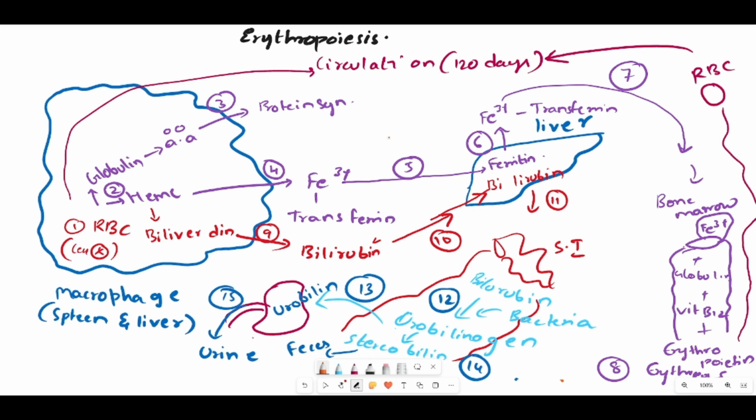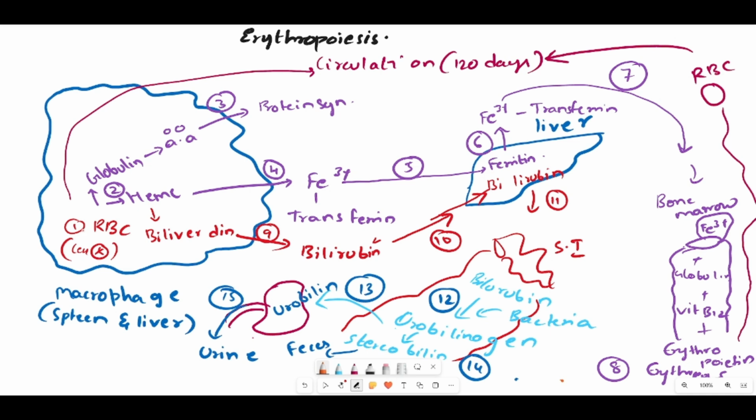First thing is, see the steps and the numbering, then it will be easy. Blue colored part is macrophage, that is present in spleen and liver, and this part is called as liver. And this is the bone marrow part, and this is the small intestine part. So we have seen the different organs now. Let me just start with the first step.